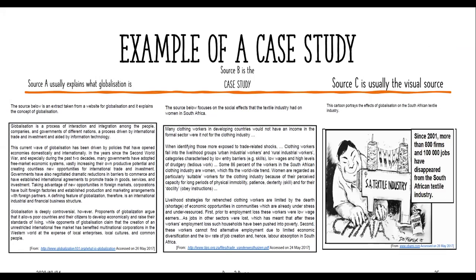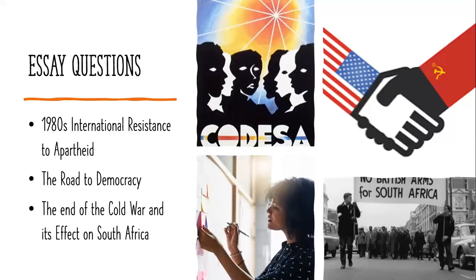Left off. So moving along very quickly to essay questions. So there are 3 essay questions. Like there are 3 source-based questions, there are also 3 essay questions. And the 3 essay questions are question 4, which is the 1980s international resistance to apartheid. Question 5, which is the road to democracy. Question 6, which is the end of the Cold War and its effect on South Africa.